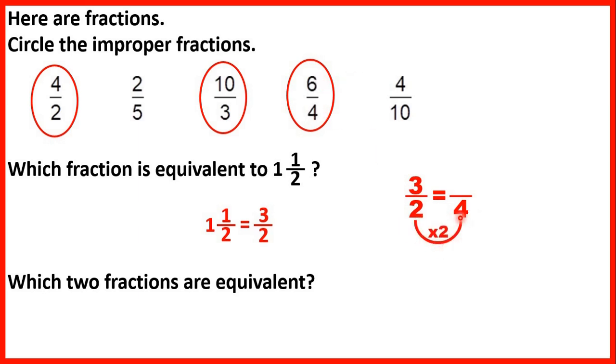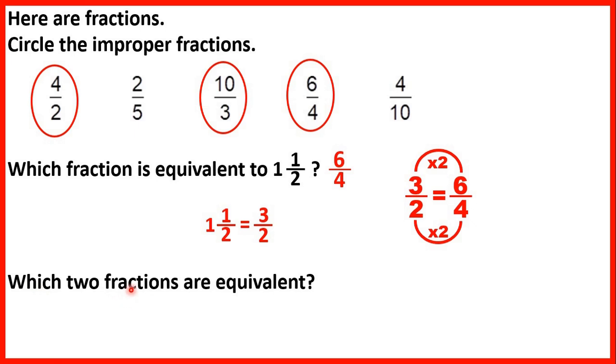2 times 2 is 4, and when we find equivalent fractions, what we do to the denominator, we do to the numerator as well, and 3 times 2 is 6. So that means that 3 halves is equivalent to 6 quarters. And remember, 1 1/2 is the same as 3 halves.